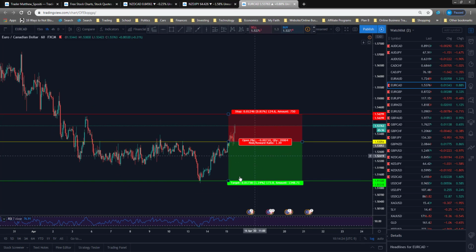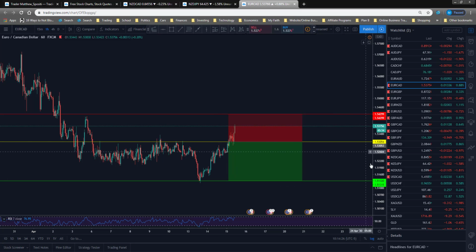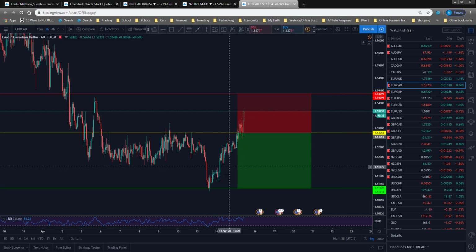Don't do that. If you end up getting stopped out again, a second time, cut your losses and look for it to retrace and start heading higher.